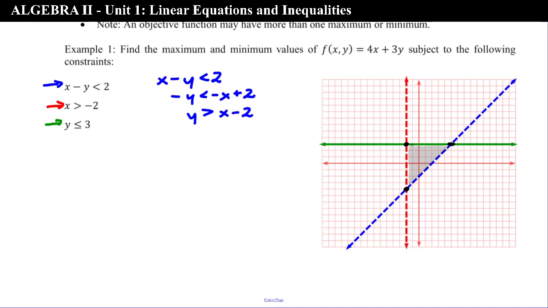Now that we have our three vertices, we can now find out what those points are. Okay, so when we find out what those points are, these are the ones we're going to plug into our objective function. So this point is negative 2, 3. This point is 5, 3. And this bottom point here is negative 2, negative 4.